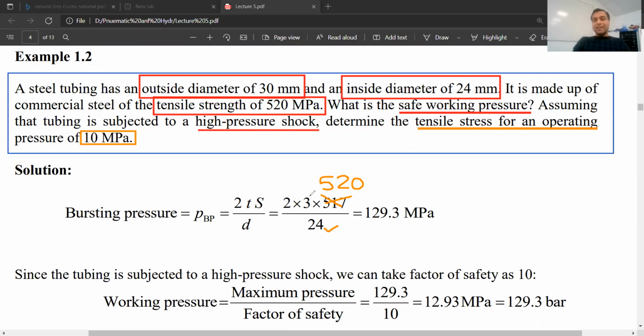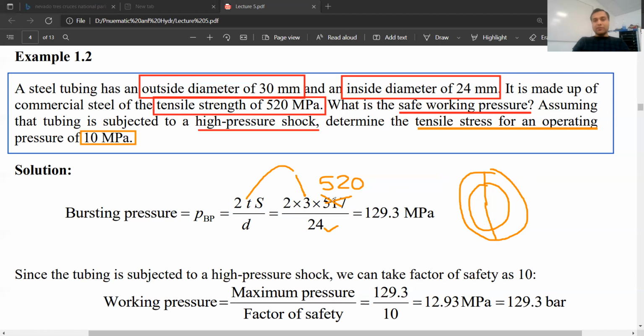Now the T is the thickness. So this is the inside diameter, and that's the outer diameter. The inside one is 24. The outer is 30. But obviously the difference between 30 and 24 is 6. You need to divide that by 2 because half goes on this side, half goes on that side. So the thickness will be 3. So you have the thickness.